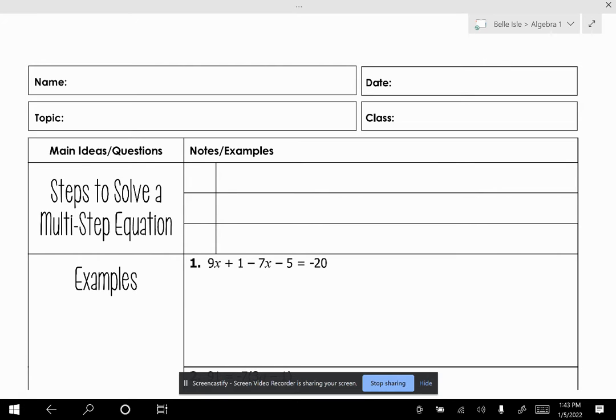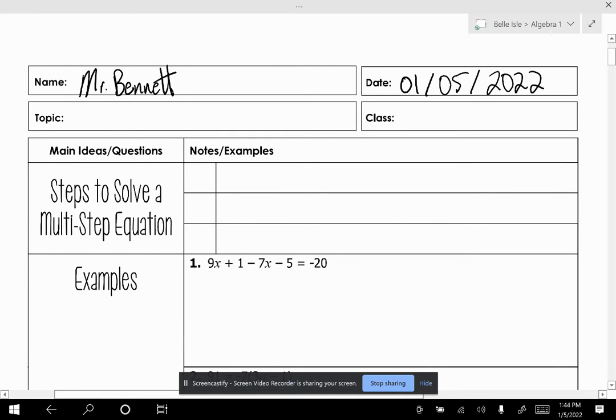Okay. All right. Steps to solve a multi-step equation. Before we got to the end of the semester, we were solving equations that really only took one step. So we are going to get into ones that take multiple steps. We are also going to get into ones where we have variables on either side of the equal sign. Really, we're going to cover a lot of different kinds of equations moving forward.